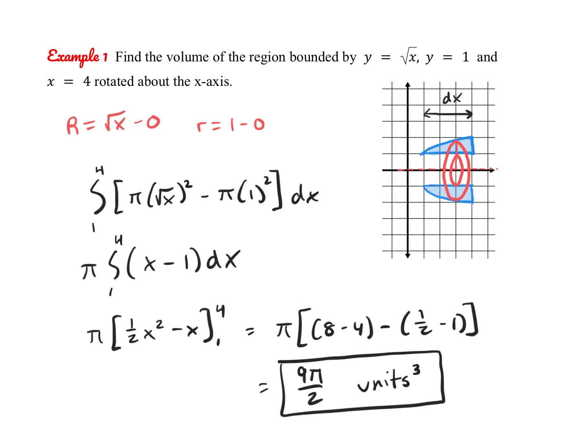And there you have it. So you can see very similar to the disk method, just accounting for that extra middle area that we need to subtract away.